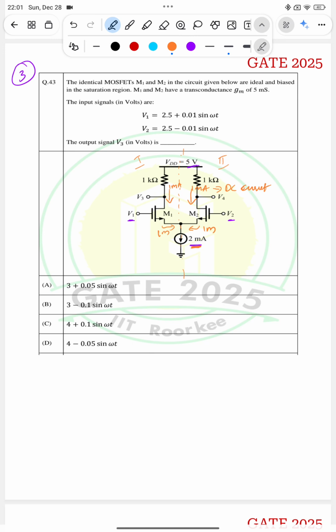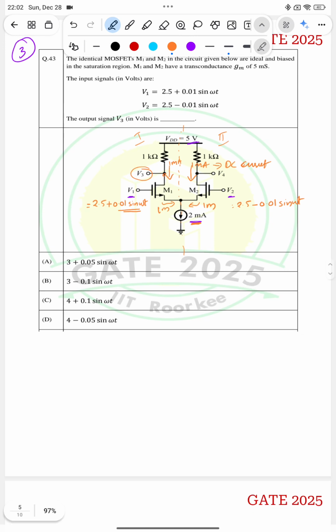Okay, and apart from that, the V1, if you see here, V1 is equal to 2.5 DC volt plus 0.01 sine omega t. So this is a sinusoidal voltage, and V2 is equal to 2.5 minus 0.01 sine omega t. So here 2.5 and 2.5 is the common mode voltage, and 0.01 sine omega t and minus 0.01 sine omega t is the differential voltage, right? Yeah, so we need to find here the voltage V3, that is voltage at this node of M1.